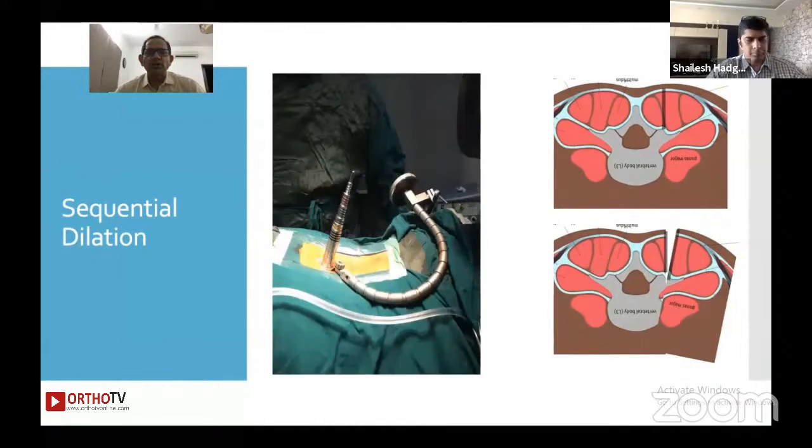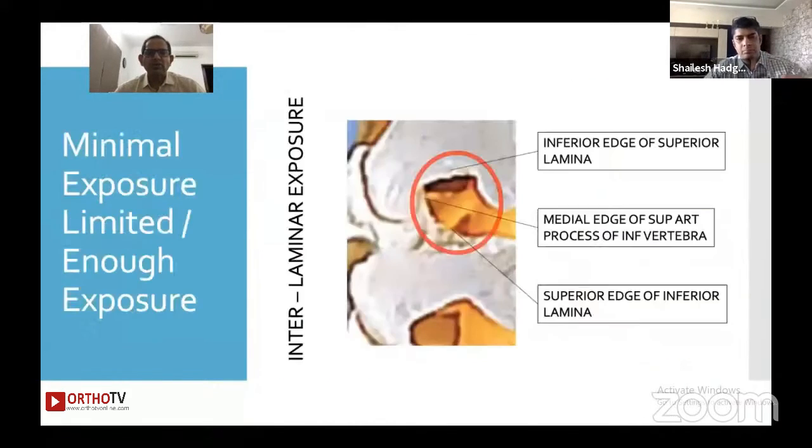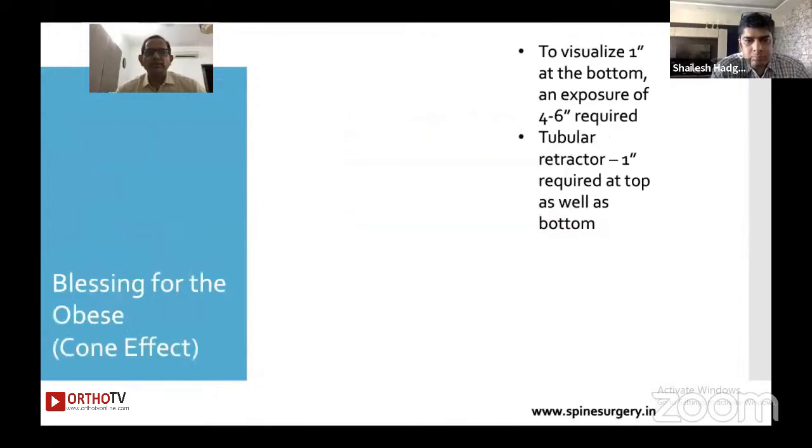Once you have inserted your first dilator, subsequent dilatation leads to development of a corridor through which you can eventually look inside and visualize the classic three areas which define your location. The topmost being the inferior edge of the upper lamina. Then on your side laterally you have the medial edge of the superior articular process of the lower vertebra, and lower down you have the upper edge, or the superior edge, of the inferior lamina. This is the classic interlaminar exposure which you should be able to visualize.